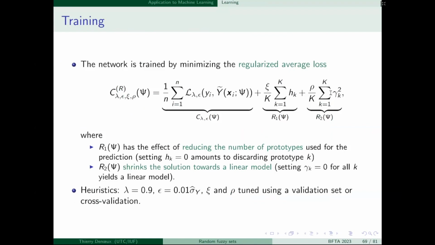Actually, here I have some heuristics. I set lambda to 0.9 and epsilon to 0.01 times the variance of y. It's like in support vector regression, for those who know this, there is also some epsilon in the error, and typically it is fixed. Typically it's not optimized.